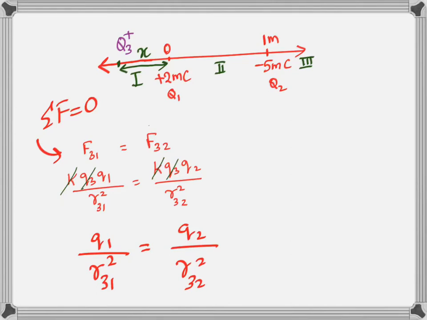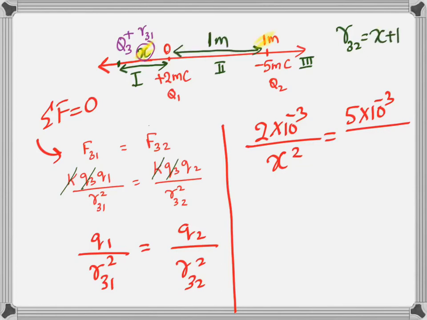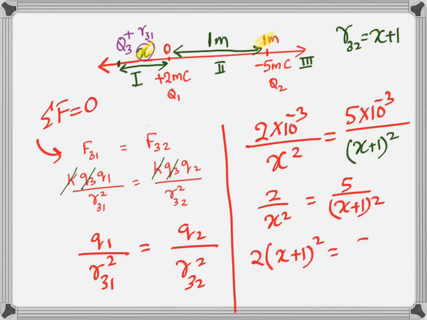Again, we are equating the two forces because the question tells us that the net force is equal to 0, which means the two forces must be equal and opposite. We have already seen that the forces are opposite to each other. Therefore, we equate them to get the value of x. Now we substitute the given values. Q1 is 2 millicoulomb, and r31, as we see in the diagram, is x. Q2 is 5 millicoulomb, and r32, if you look at the diagram carefully, is x plus 1. We substitute these in the equation and get an equation for x, which we can solve.